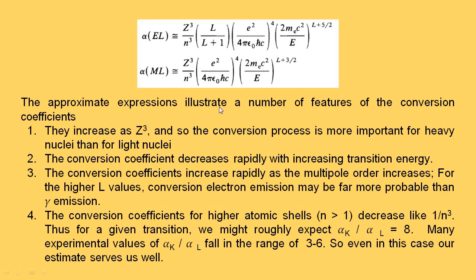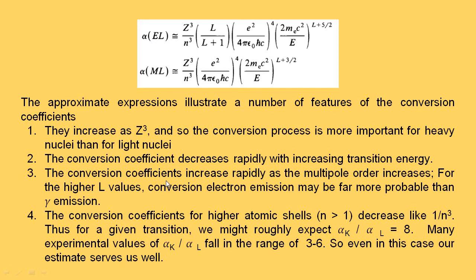The approximate expressions illustrate a number of features of the conversion coefficients. They increase as Z cube. Z cube is in the numerator. You can directly see, alpha is lambda_e by lambda_gamma. So, when alpha increases, lambda_e increases. So, the conversion process is more important for heavy nuclei than for light nuclei. The conversion coefficient decreases rapidly with increasing transition energy. That means E is in the denominator. So, when E is more, this is small.